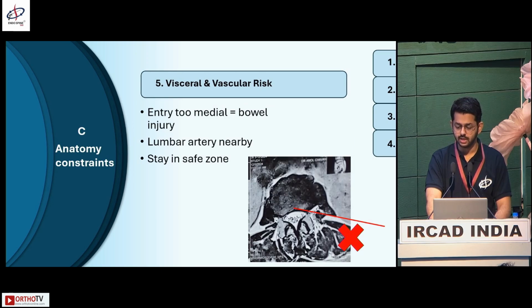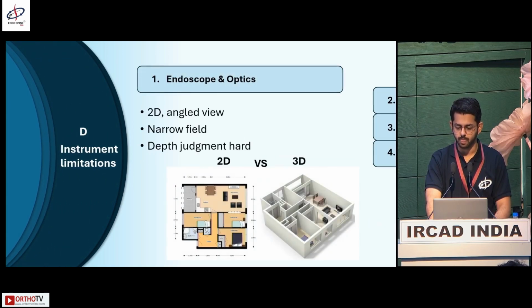If your entry angle is too medial, the instrument can slip into the abdominal cavity, especially at high lumbar and thoracic levels, risking bowel or ureter injuries. Also, the lumbar segmental artery lies anteriorly and may be injured during foraminoplasty. Always plan based on axial MRI and keep the needle posterior to the vertebral body on lateral fluoroscopy.